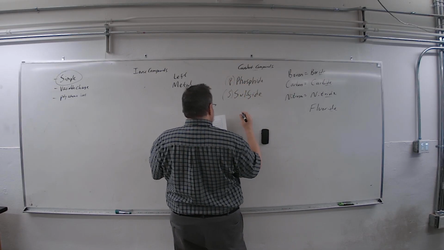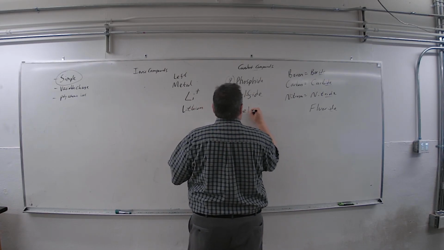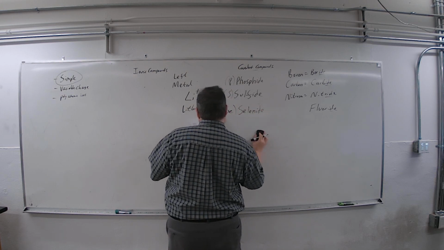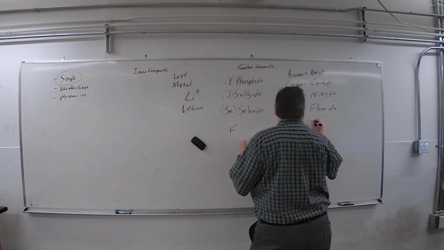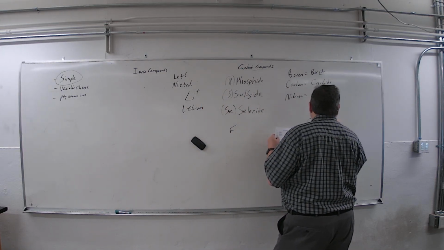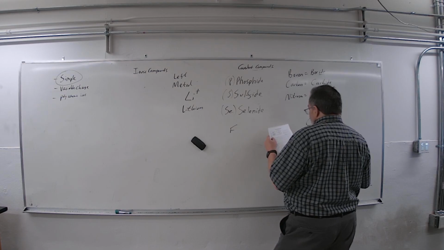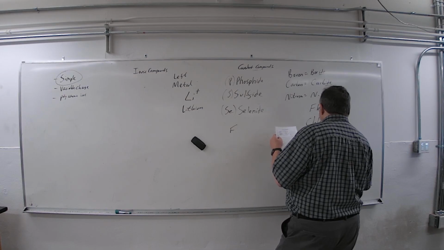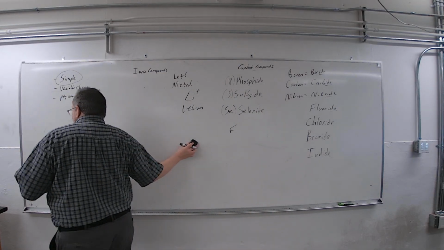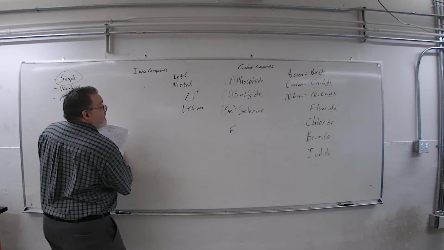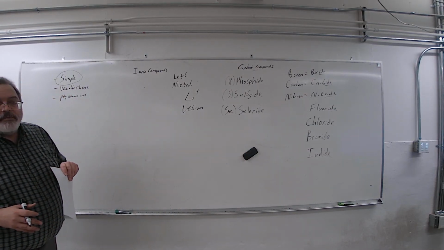Phosphorus, sulfur, selenium. Fluoride. Chlorine is chloride. Bromine is bromide. Iodide. And it's that simple. If you just go through them a little bit, you'll memorize it.